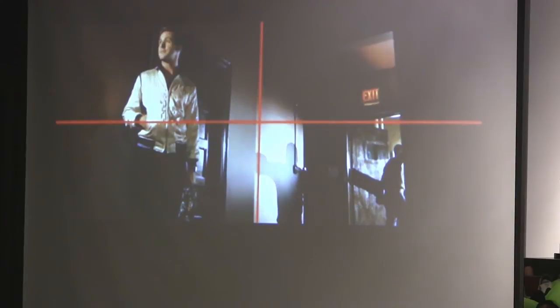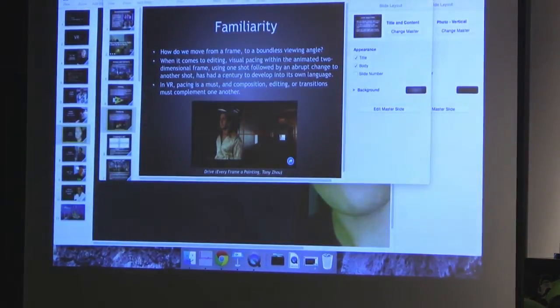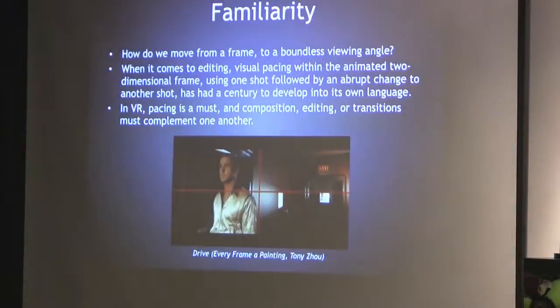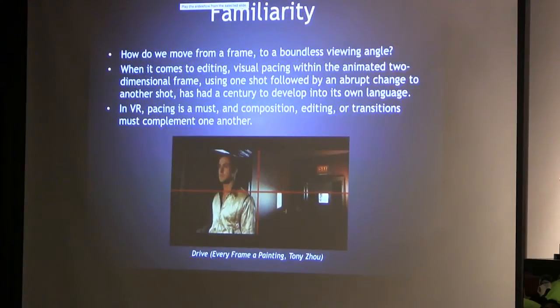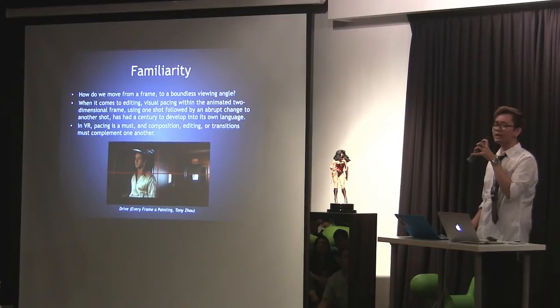So that is 1 minute out of the whole 3 or 4 minute breakdown of Drive. This is called the quadrant system, which is a shot that is divided into 4 sections. So how do we take a shot that is usually framed in a rectangular form and take that into VR, where there are no bounds?